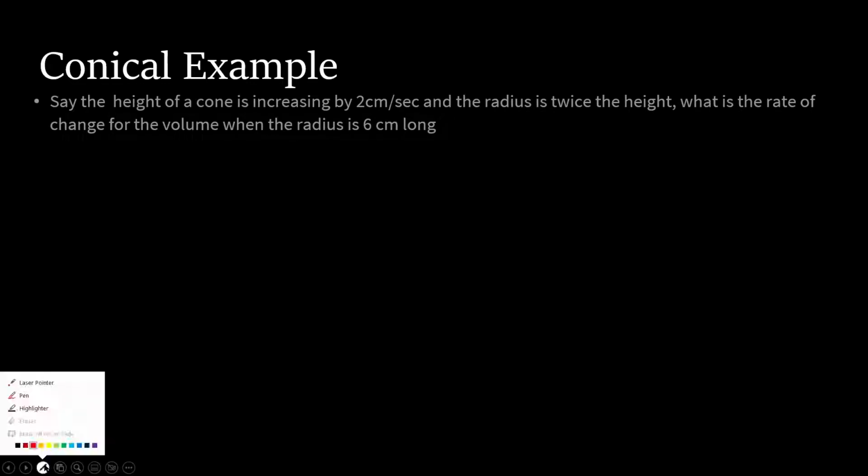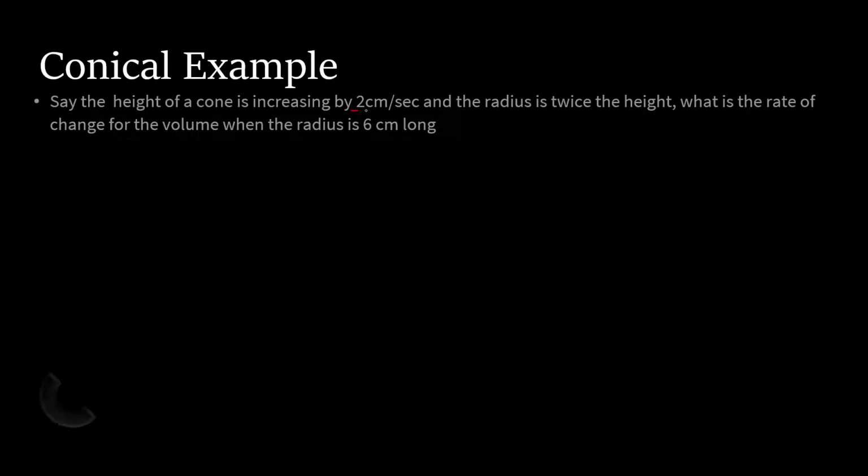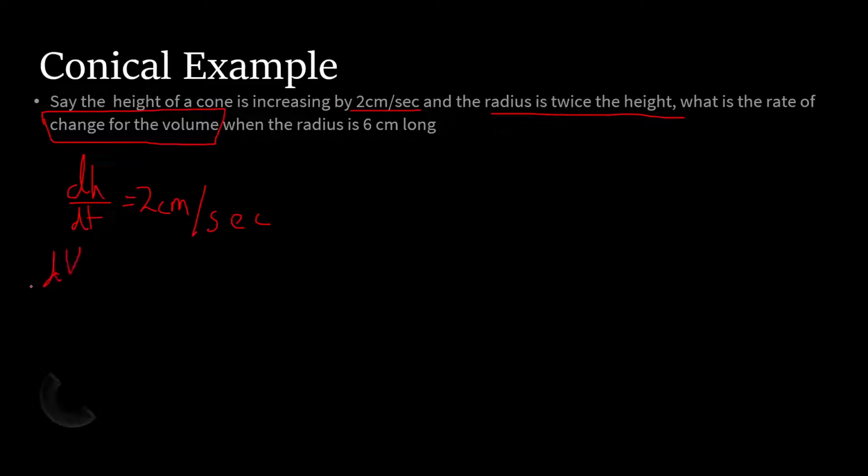So, for example, let's take this conical example. Say the height of the cone is increasing by 2 centimeters per second. So dh by dt, the rate, is equal to 2 centimeters per second. Then we also know that the radius is twice the height, and we need to find the change for volume, so the rate of the volume. So dV is what we need to find, and we need to know that 2h is equal to r.